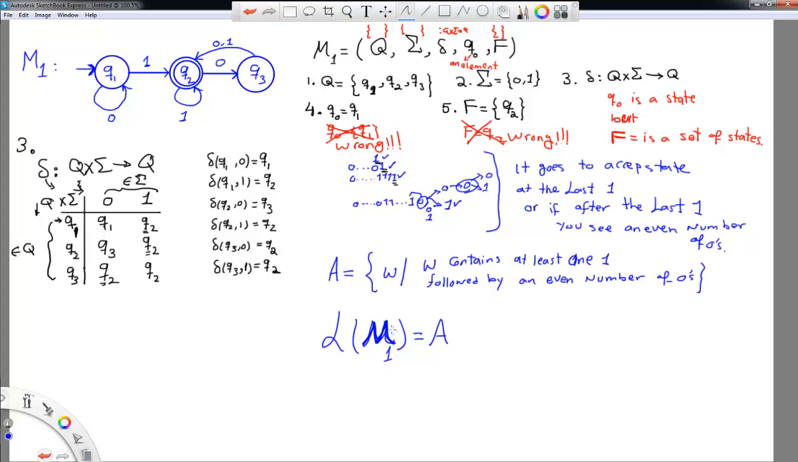In fact, the language is composed of any string that ends in a 1 or ends in an even number of zeros after the last 1, and that is the language that the machine M sub 1 recognizes.